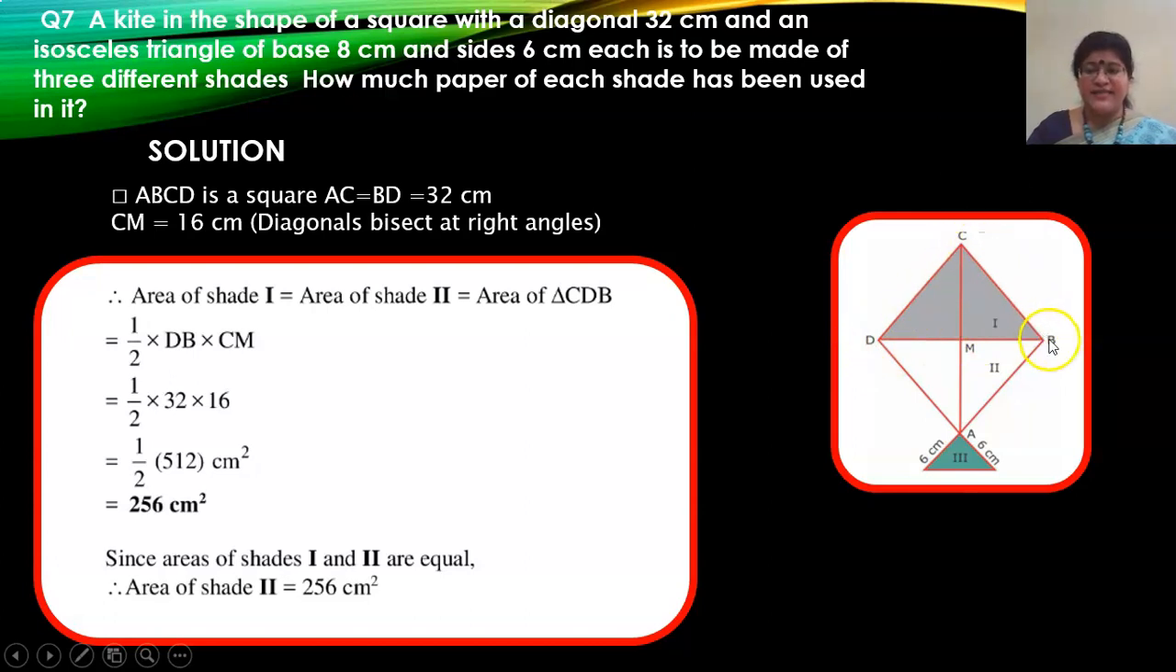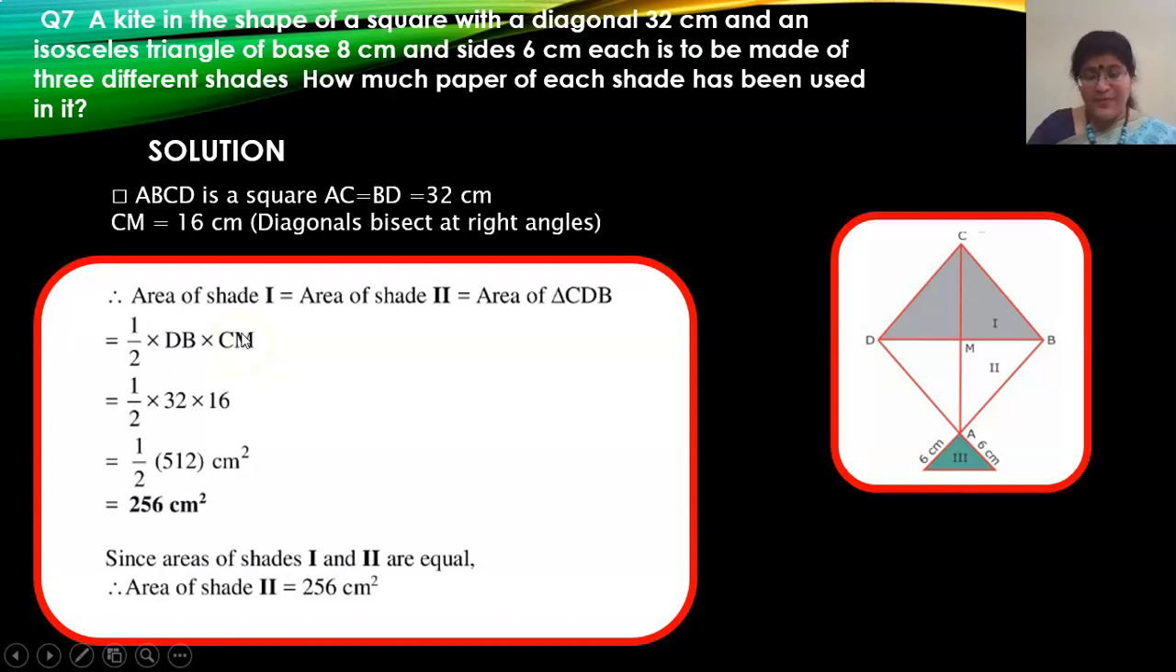So in triangle DCB, that is area of shade 1. Area of shade 1 and area of shade 2, both of them are equal because it is a square. Now, let us calculate first area of triangle BCD. In this triangle BCD, BD is the base and CM is the height. So you don't have to use Heron's formula in this. We will use the formula area of part 1 is half into base into height, that is half into BD into CM.